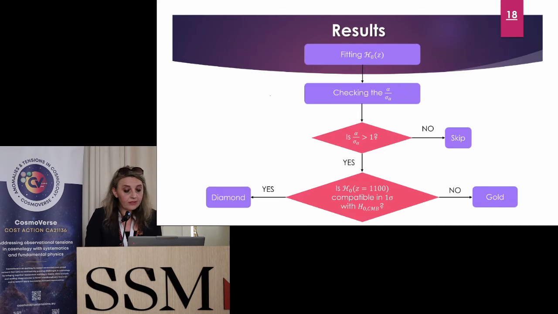Now, the results that we have in this paper are sort of mirroring the results in previous papers. So we are checking the ratio of alpha over sigma alpha, and if the ratio is greater than 1, it means that you don't have this flat trend. So this is not compatible with H0 constant, but it is an evolving trend. And if you do have that, then we checked whether there is compatibility within 1 sigma with the Hubble constant at the CMB, and if yes, we have a diamond sample. If not, we call it gold sample.